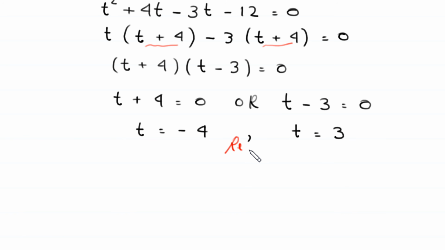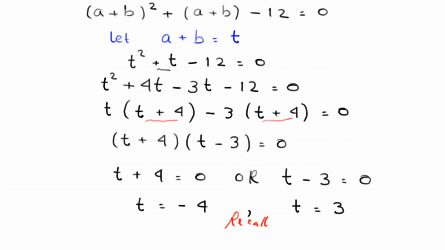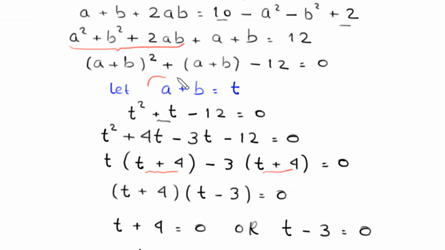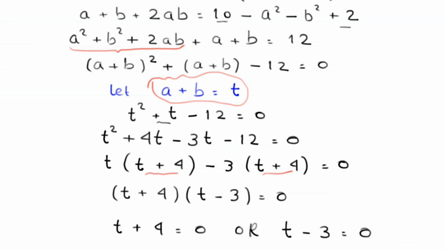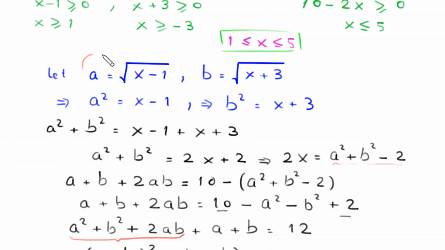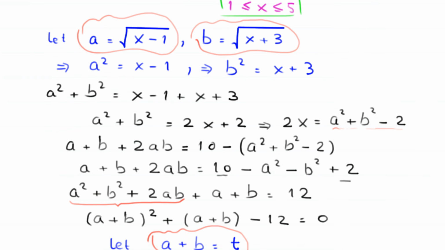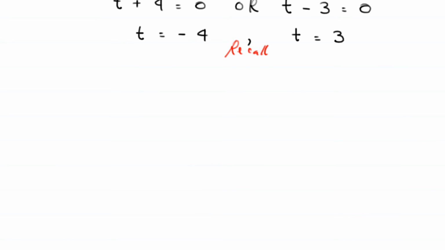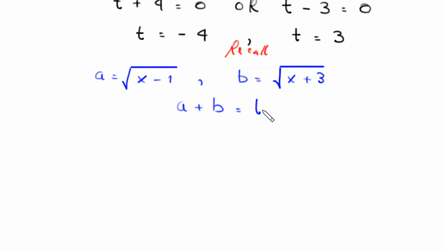Now recall that we have supposed that a plus b equal to t, and we have supposed that a is equal to root x minus 1 and b is equal to root x plus 3.